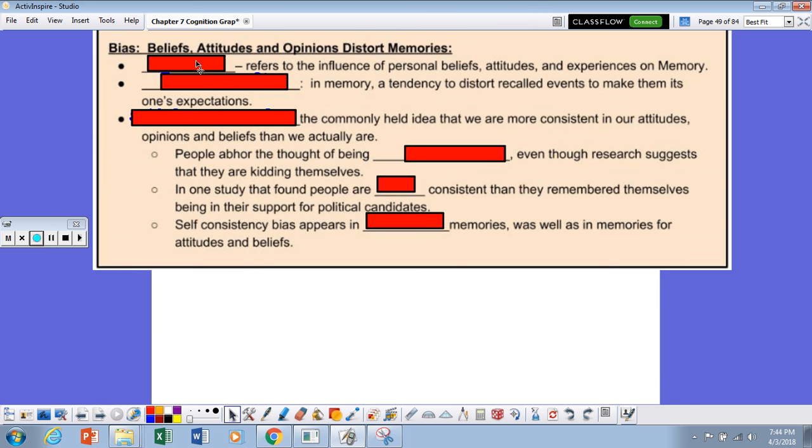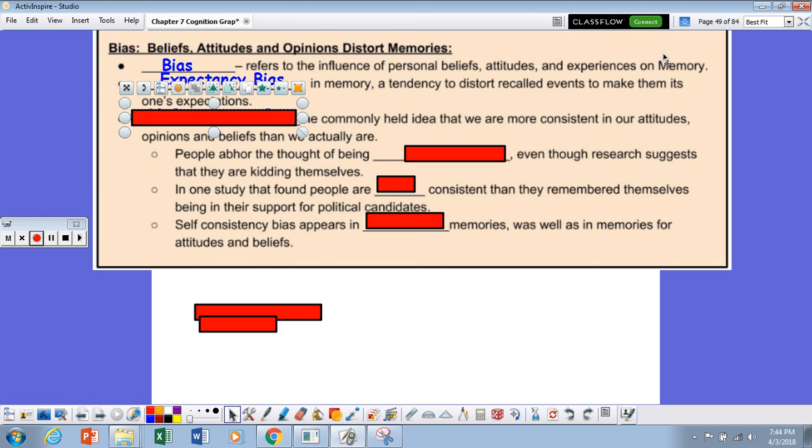Bias, beliefs, attitudes, and opinions distort memories. Bias refers to the influence of personal beliefs, attitudes, and experiences on memory. Expectancy bias in memory is a tendency to distort recalled events to make them fit one's expectations.